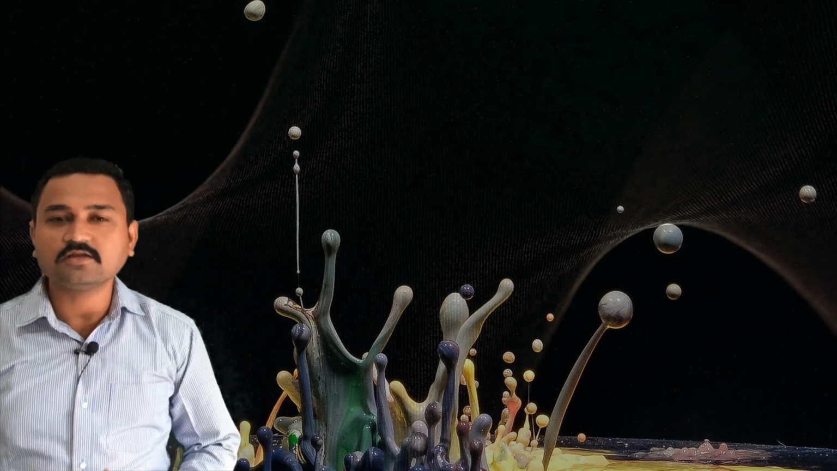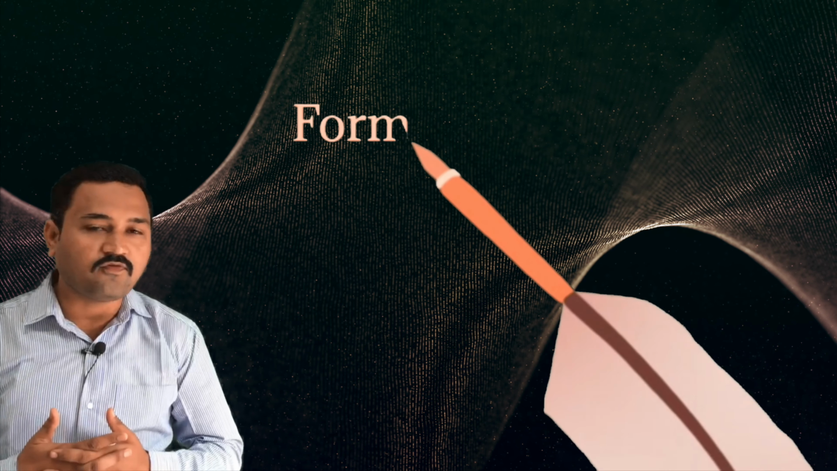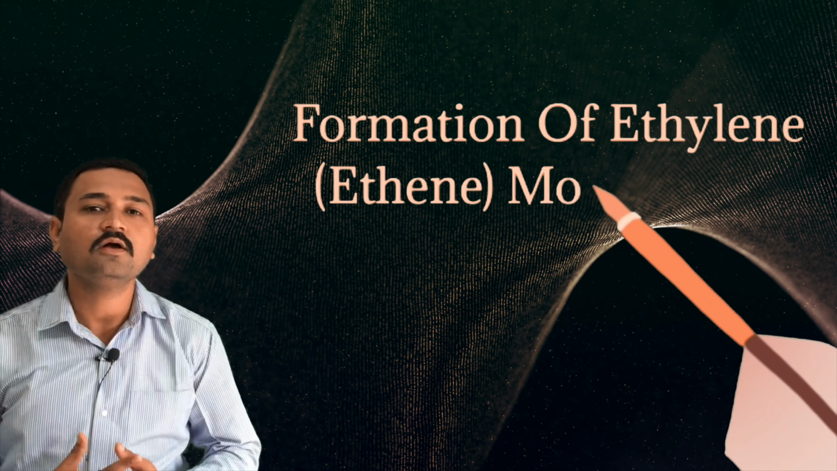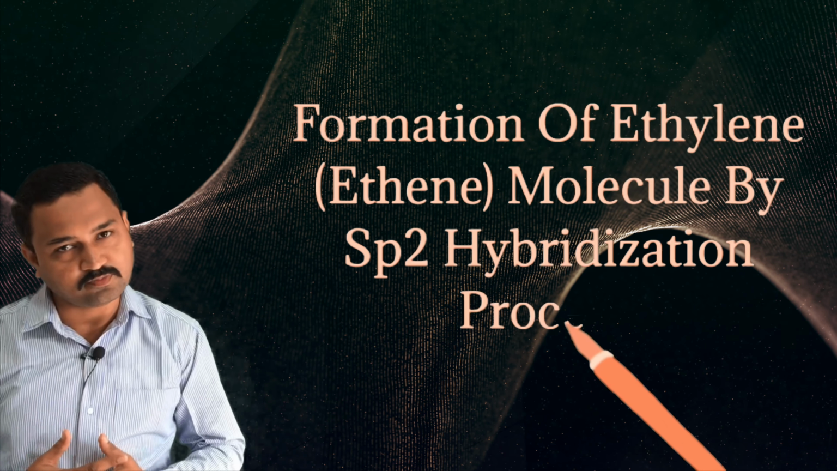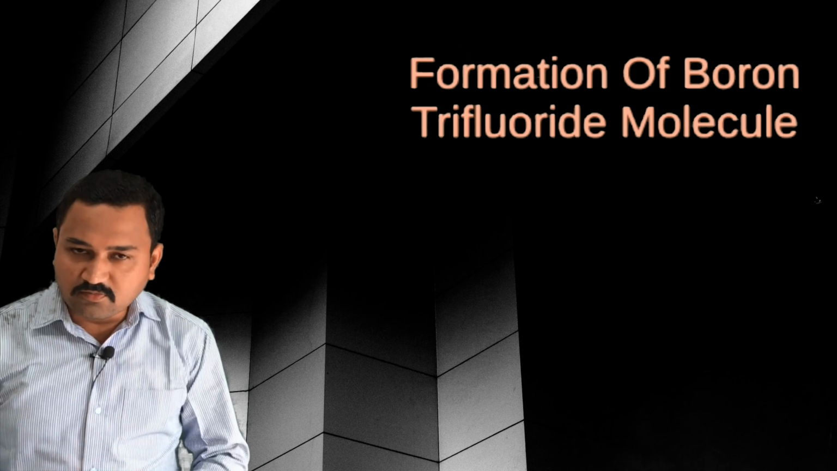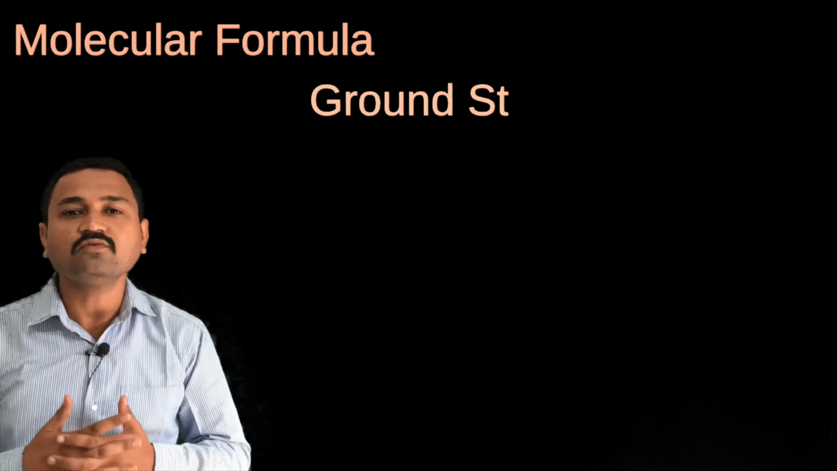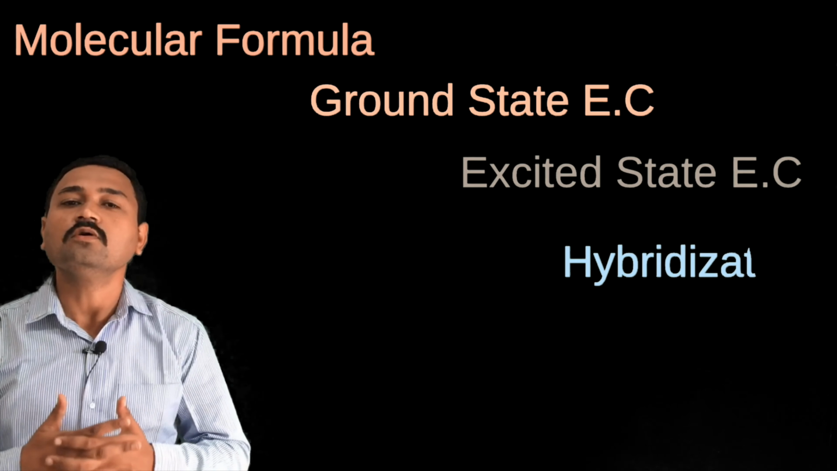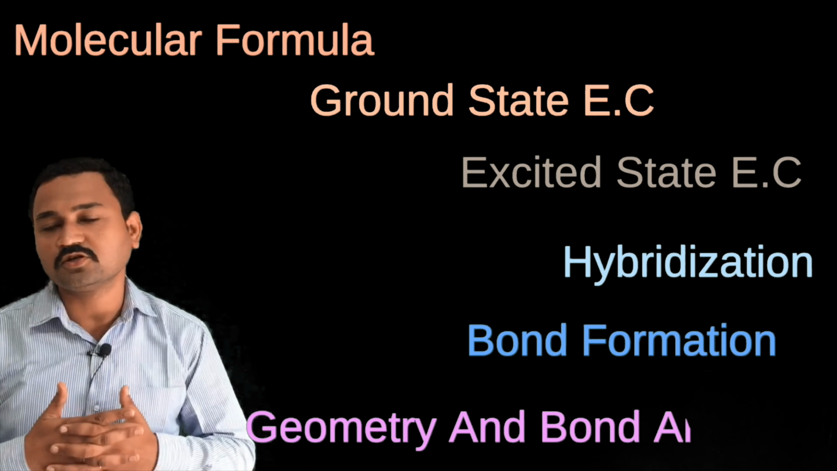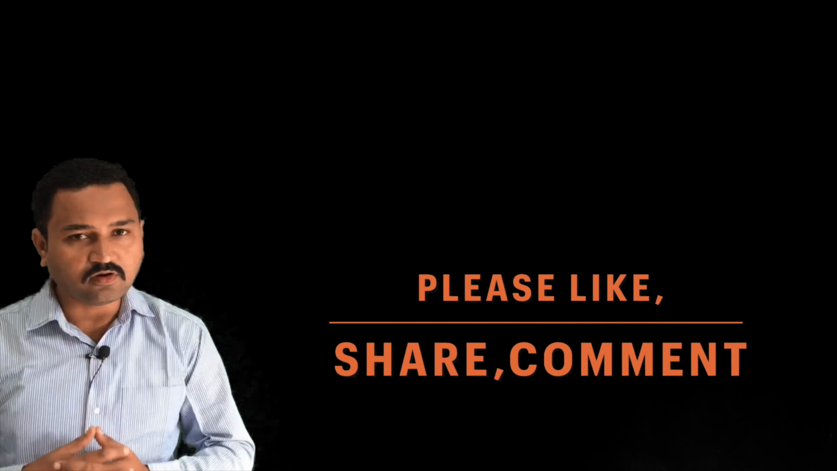Now in today's lecture, we are going to learn about the formation of the ethylene molecule by the sp2 hybridization process. In the previous two lectures, we have learned about the formation of the BF3 molecule and the boron molecule by the sp2 hybridization process. The steps that we used there will also be involved in the formation of the ethylene molecule. So now let us start the formation of the ethylene molecule.